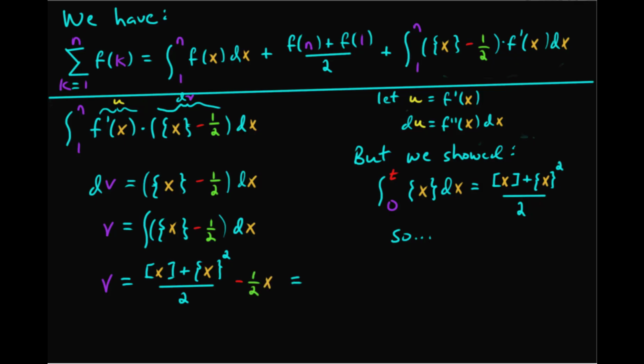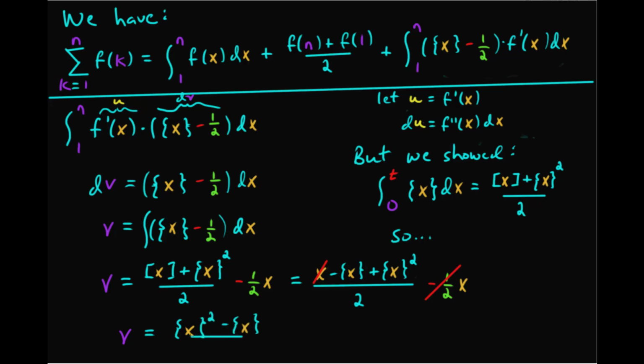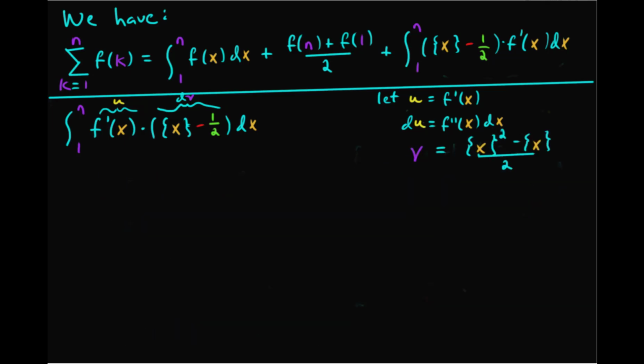But remember, the floor of x is just equal to x minus the fractional part of x, so I can rewrite this expression as x minus the fractional part of x plus the fractional part of x squared all over 2 minus 1/2 x. And so then I have an x over 2 and a minus 1/2 x. Those terms cancel. So I'm just going to write this more neatly now as v equals the fractional part of x squared minus the fractional part of x all over 2. And I'll just move that over to the right here. And so now we're actually ready to do this integration by parts.